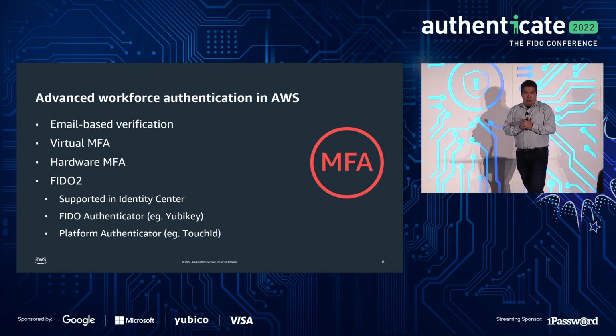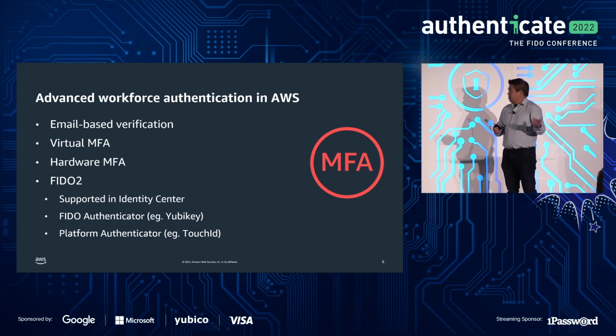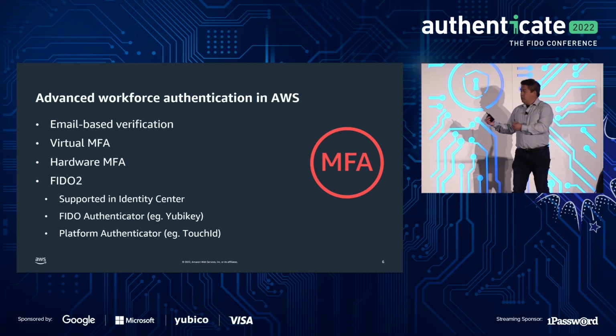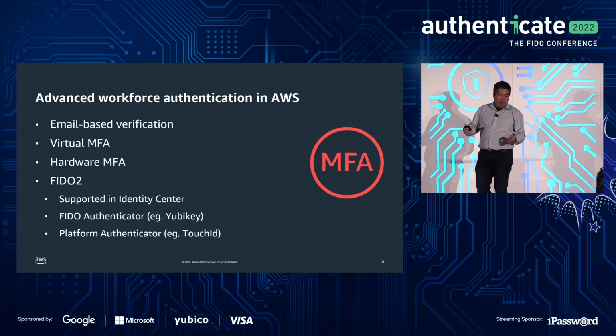So AWS supports advanced authentication. We have email-based verification that's been around for a while. You log in and it says, check your email. You got a 6-digit code. Go type it in. We know who you are, because we assume you've authenticated through your email, and you are exclusively getting access to that email. The other ways are virtual MFA, virtual multi-factor authentication, and hardware multi-factor authentication.